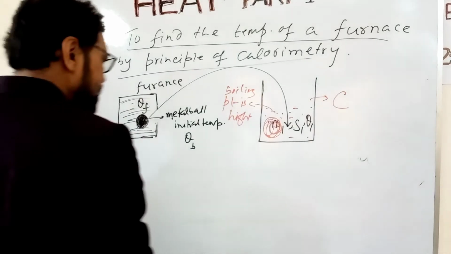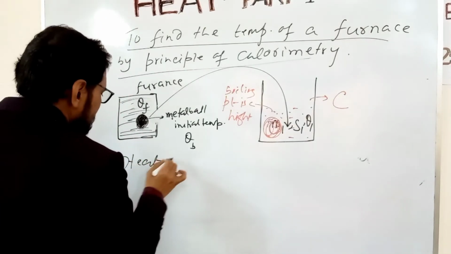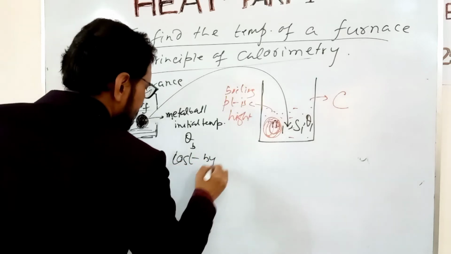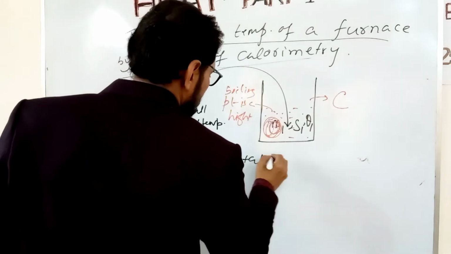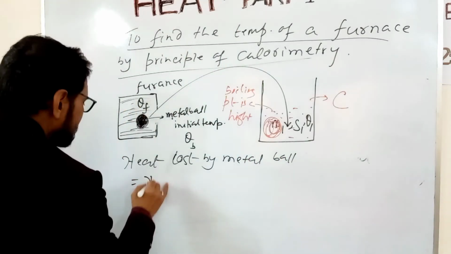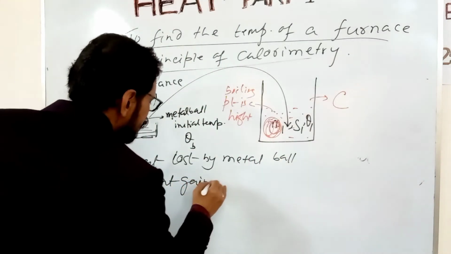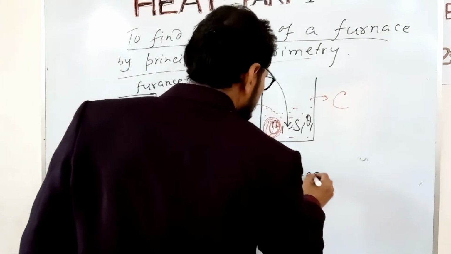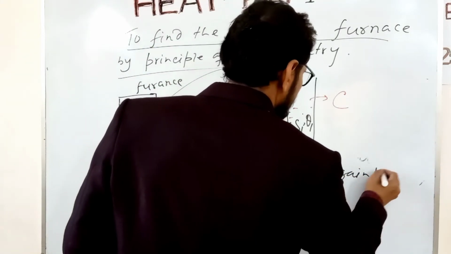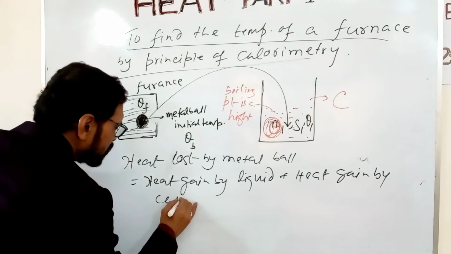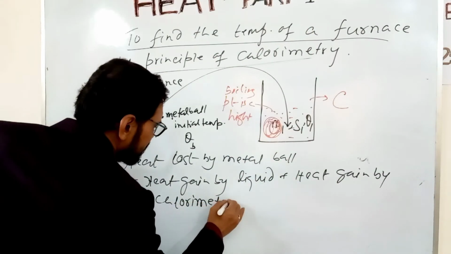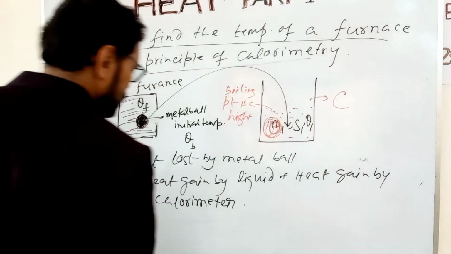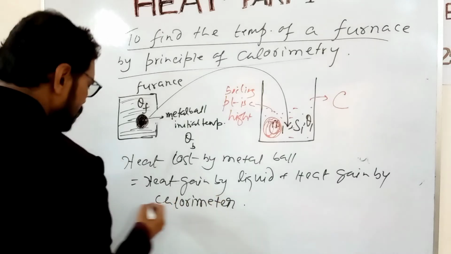Now at this point we can say that heat lost by the metal ball is equal to heat gained by the liquid plus heat gained by the calorimeter. Both will accept the heat. So now, heat loss by the metal ball is equal to what?